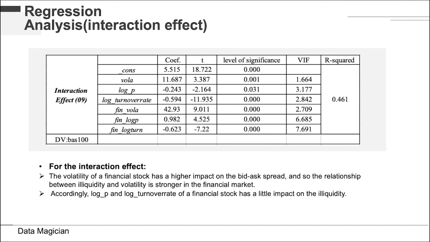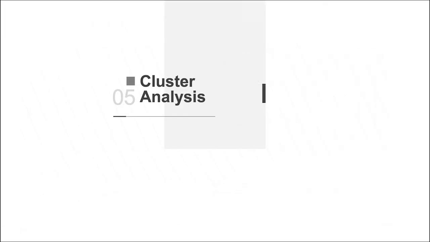Next, we add the 3 interaction variables in regression 9. All newly added variables are significant. We can see that the volatility of financial stocks has a higher impact on the bid-ask spread, and so the relationship between illiquidity and the volatility is stronger in the financial market. Accordingly, log P and log turnover rate of financial stocks have little impact on the illiquidity. Next, let's welcome my partner to introduce the cluster analysis.